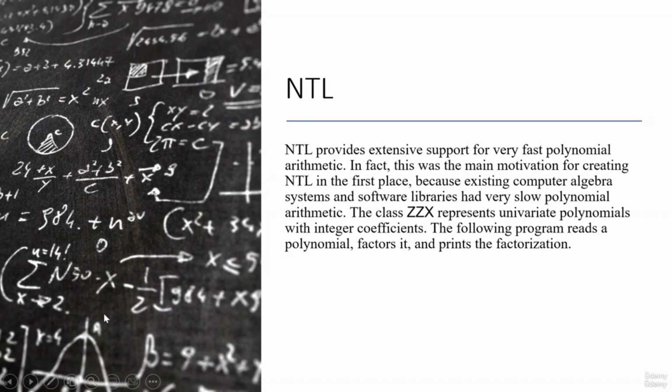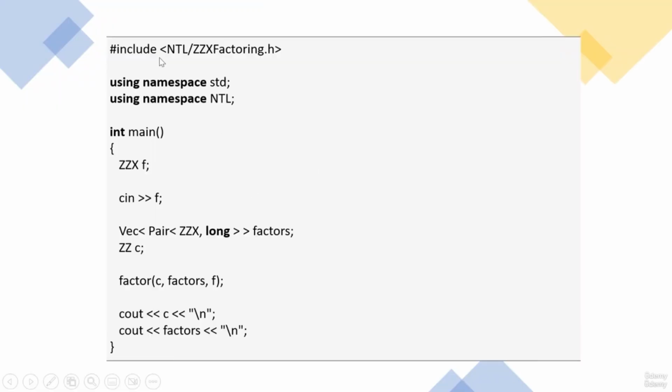In NTL, we can use very fast polynomial arithmetic processing. Basically, NTL was developed for computer algebra. So it has various dedicated classes, such as ZZX, which represents univariate polynomials with integer coefficients. Here is a simple program using NTL that does factorization. So first of all, we declare it and then we do the factorization.